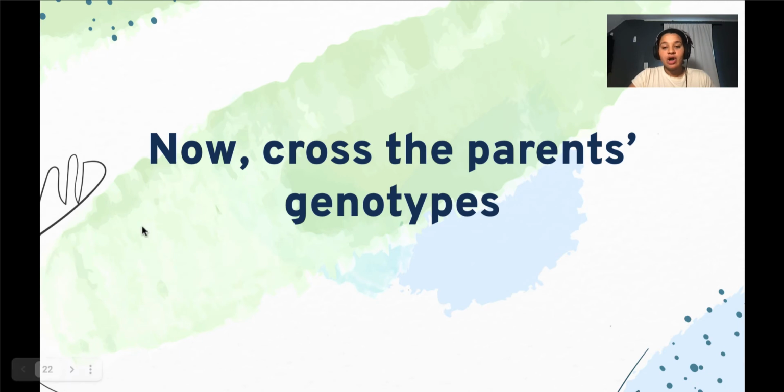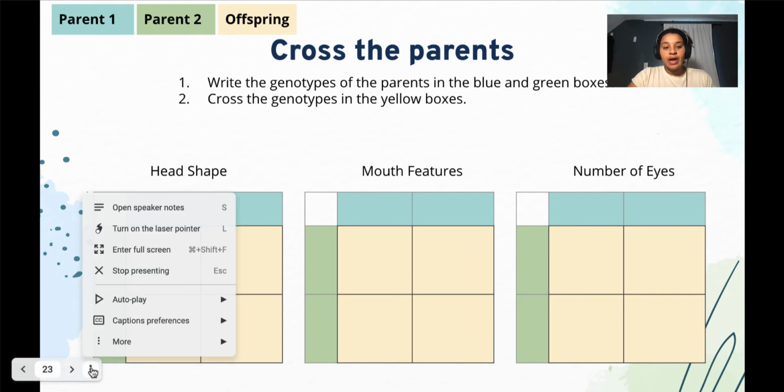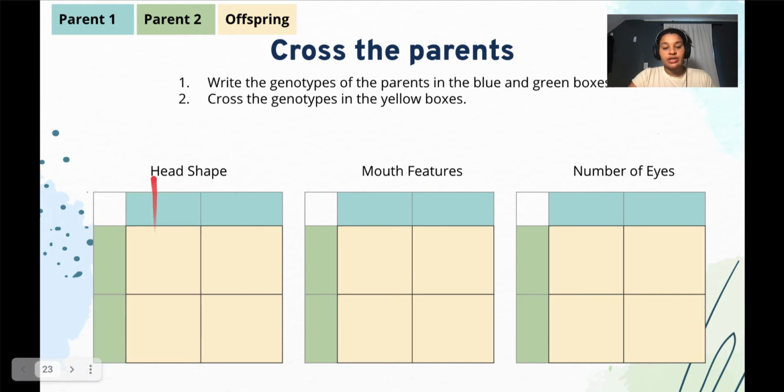Now you're going to cross the parents' genotypes. So we're going to do that using a Punnett square. I'm going to walk you through how to do this, and I'll show you an example of how to do this, and then you will have an opportunity to do this by yourself.